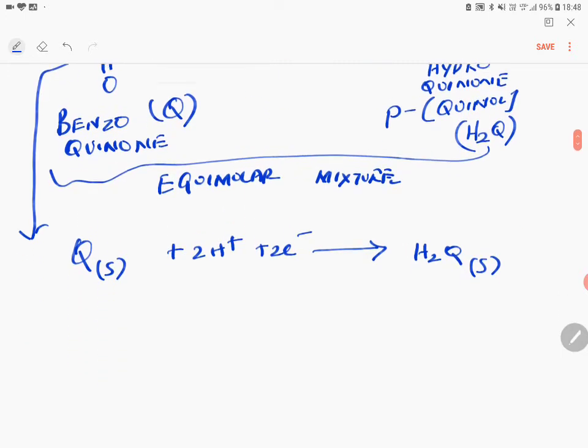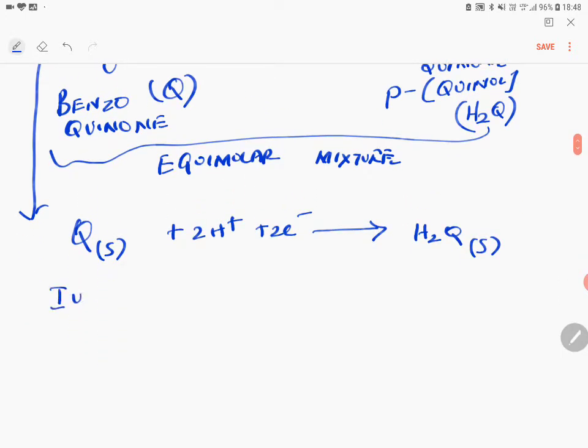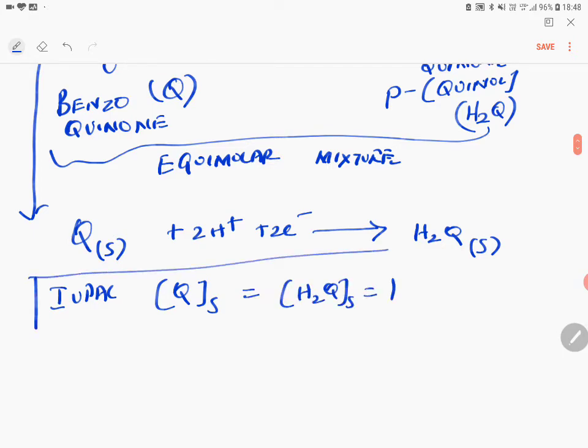The same equation I have written in short form so that we can put it in the Nernst equation. Now, all of you know that according to IUPAC, the concentration of solid substances is always equal to unity. The next knowledge you should have in your quinhydrone electrode is that both the reactants and products are solids, organic compounds are solids.